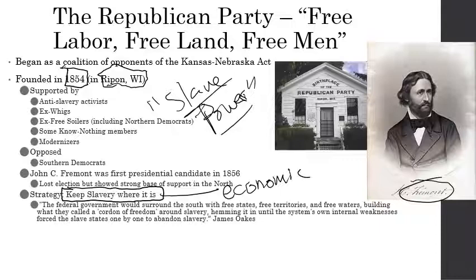But again, there's a quote from James Oakes: the federal government would surround the South with free states, free territories, and free waters, building what they called a cordon of freedom around slavery, hemming it in until the system's own internal weaknesses forced the slave states one by one to abandon slavery. So basically, they want to make slavery not profitable anymore, not feasible, and just watch it die out instead of actually coming in and taking away property.